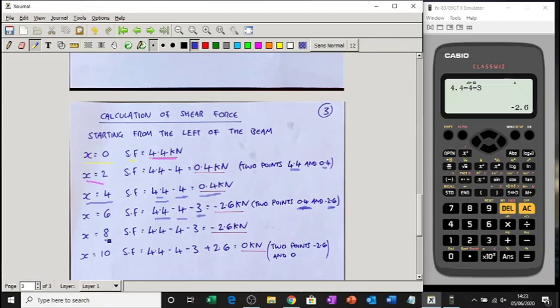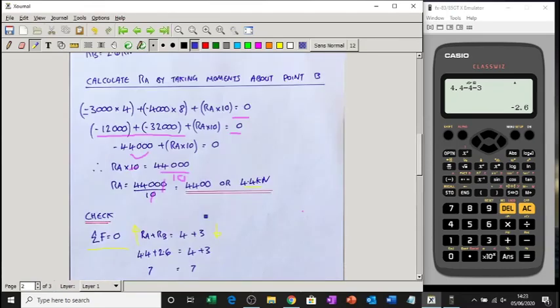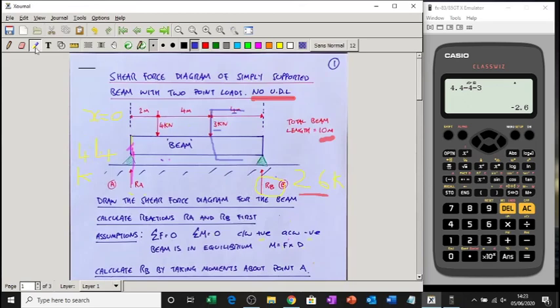X equals 8. Well, there's nothing much happening at x equals 8 because there's no force there really. No new forces anyway. So at x equals 8, which is going to be here, 2, 4, 6, 8, it's going to be there somewhere. So all I can see is the 4.4 coming up still, the 4 coming down, and the 3 coming down. There's nothing else. There's no UDL, remember?